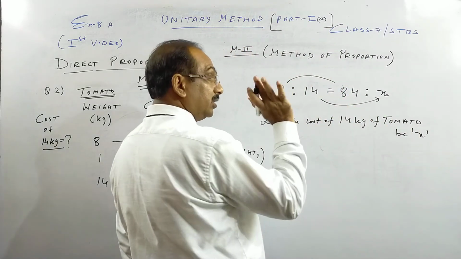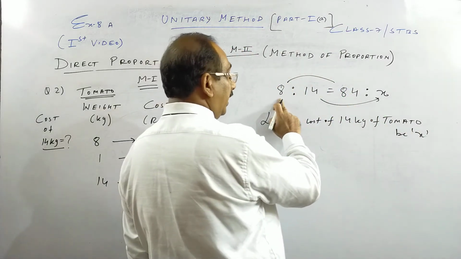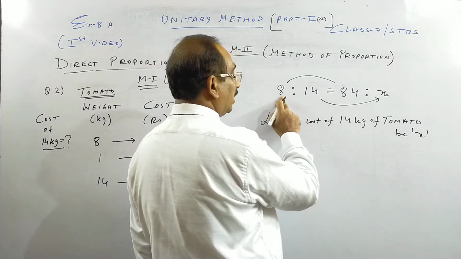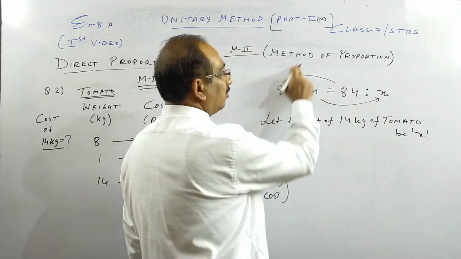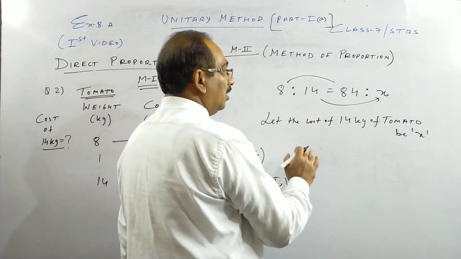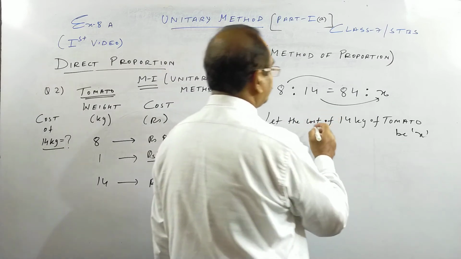So see, try to understand this logic. 8 is to 14 kg. Okay, 8 kg is to 14 kg is rupees 84 is to what? So 8 kg costs 84, 14 kg costs what? So let us see.